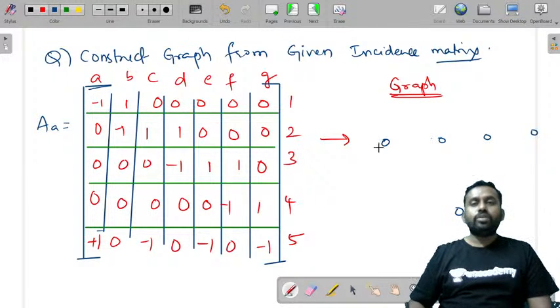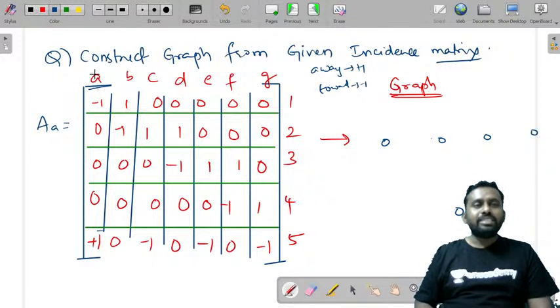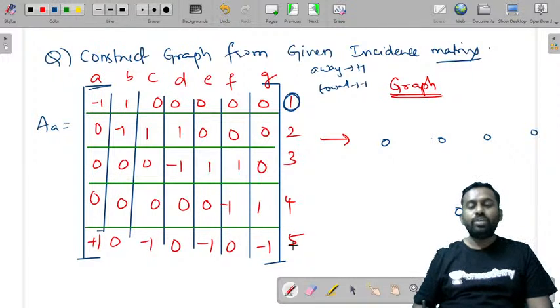Now, let us look at how we do this. If you are looking at branch A, as I told you, you have to remember this: when it is away, it is +1, and when it is towards, it is -1. Branch A is -1 at the first node, which means it is going from the first node to the fifth node.